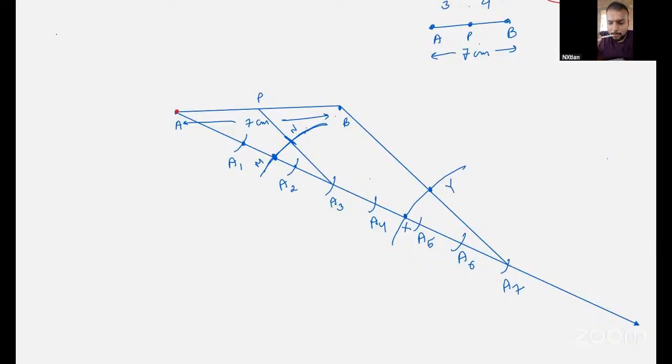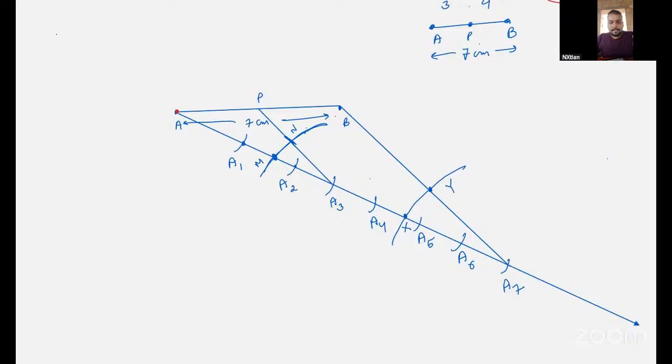Yes, Christina, how much did you get? Mine is coming as 3.5 and for P to B it's coming 4. So if this one is 3.5 and this one is 4, then it means that you made a line segment of 7.5, not 7. Are you getting my point? Yes, sir. You made the line 7.5, not 7. Got it? So you make sure that it should be 7 centimeters.